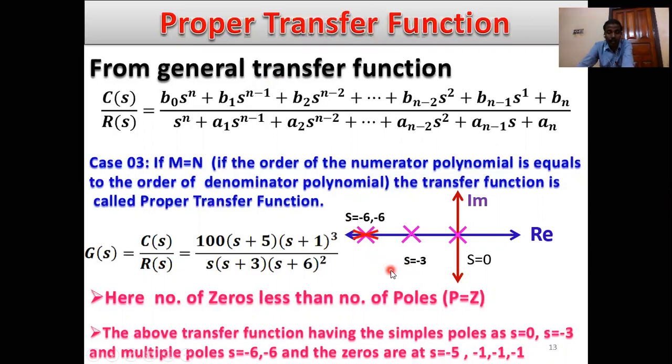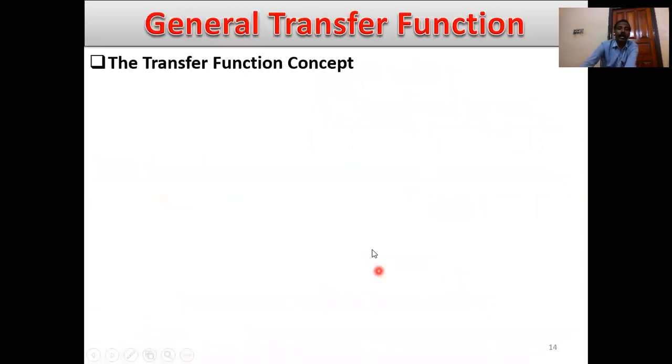And what is the zero location? First, s equals -1, -1, and -1. So this is the one at s equals -1. Another zero is at s equals -5. This is the third zero, and another zero. So the zero locations are s equals -1, -1, -1, and one more zero at s equals -5. Then the general transfer function.